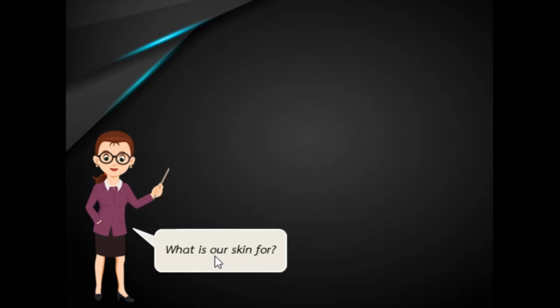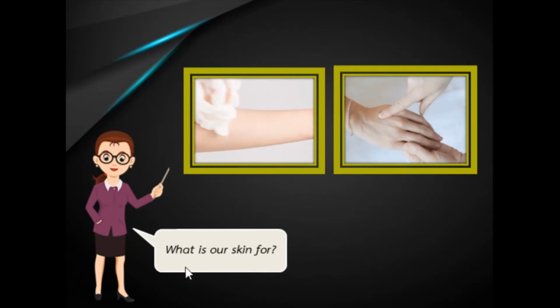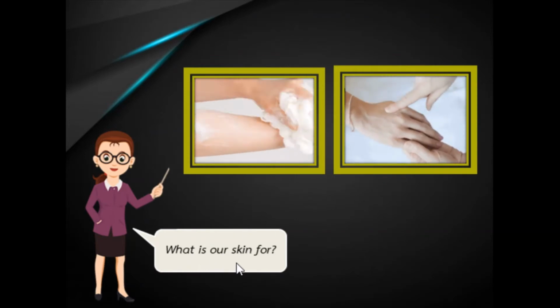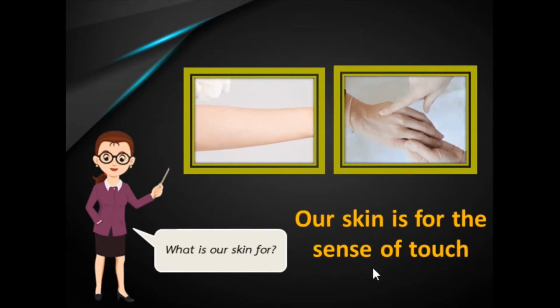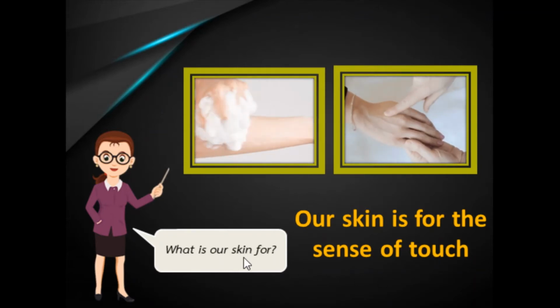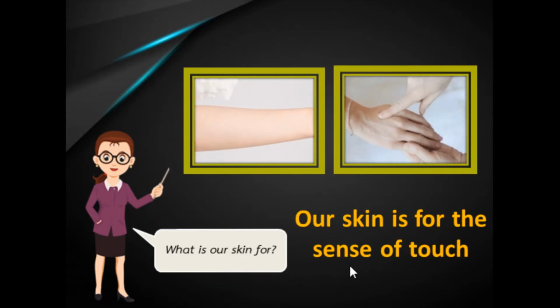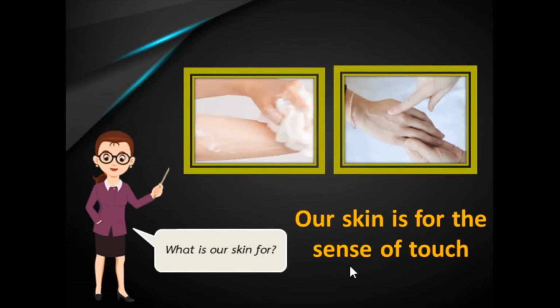What is our skin for? Take a look at the video clip above. What is our skin for? It's for the sense of touch. Basically, our skin functions for the sense of touch. There are three main functions of our skin.